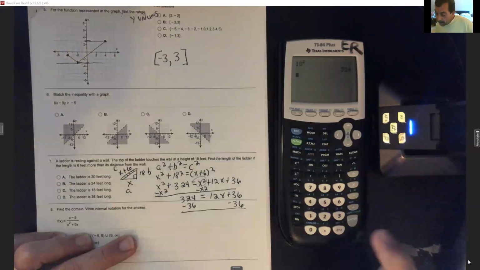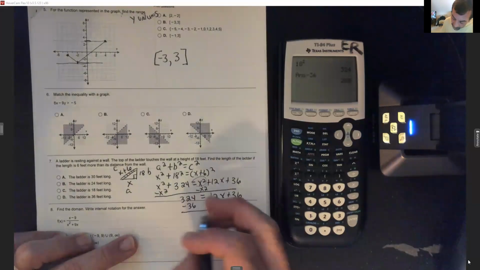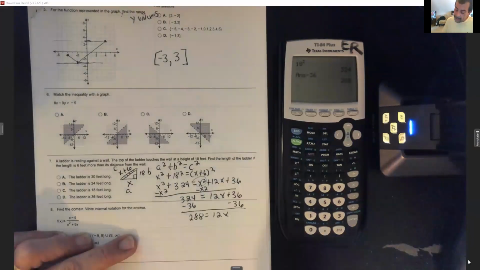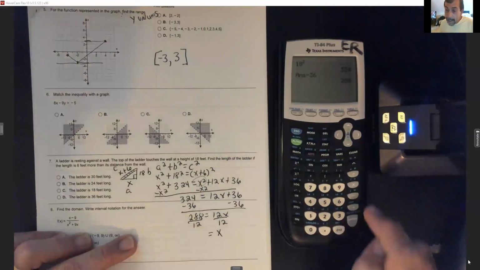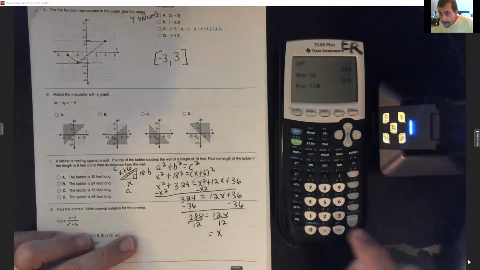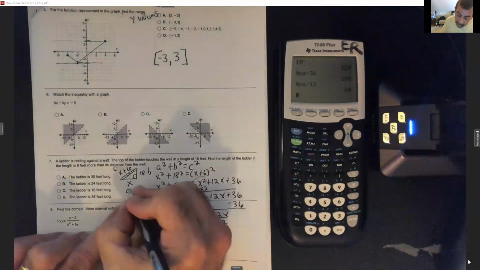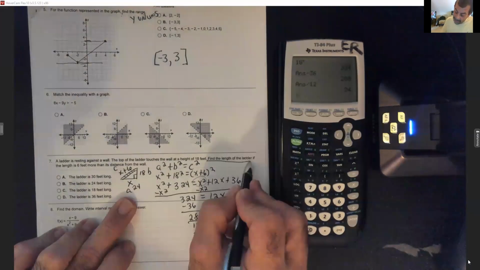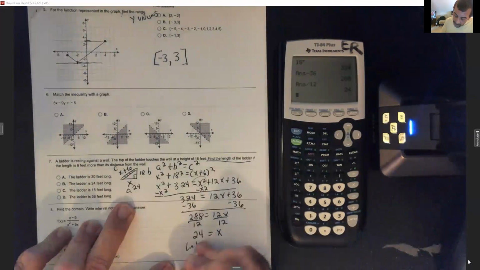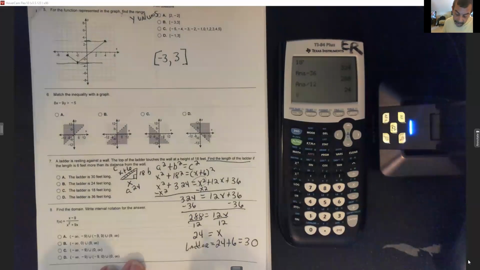So let's see. 324 minus 36 gives me 288 equal to 12x, and then divide by 12. So that's going to give me an x. 288 divided by 12 is going to give me 24. So remember, x is 24, but they want to know how long is the ladder. So to get the ladder, I got to take the 24, add the 6, and the ladder is 30 feet long. So that would be A.